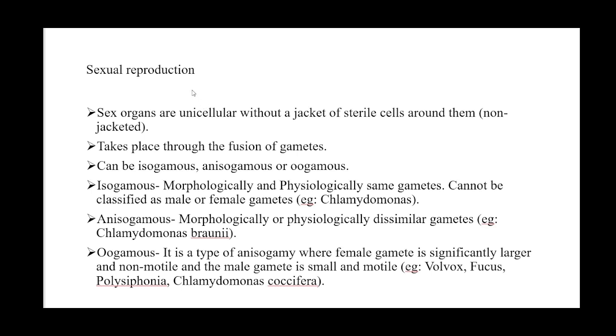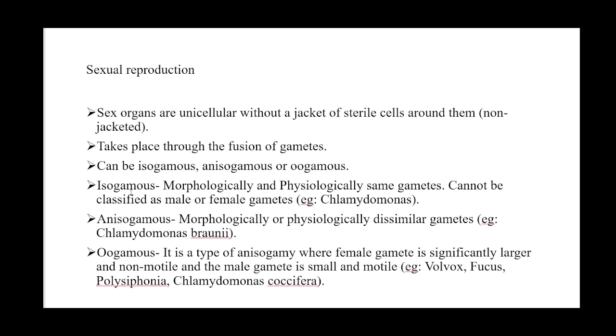Let's see the sexual reproduction in algae. The sex organs are unicellular without a jacket of sterile cells around them, that is, they are non-jacketed. Sexual reproduction takes place through the fusion of gametes. This can be of three types: isogamous, anisogamous, or oogamous reproduction.